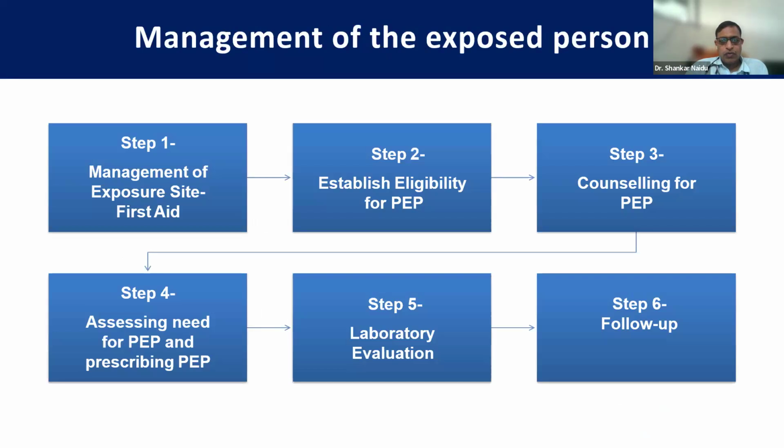So the next step is, how do we manage the healthcare professional who is coming to us with a history of occupational exposure. First is to provide them first aid. Then we have to establish whether that particular person is eligible for PEP. If the person is eligible for PEP, we should counsel the person for starting PEP, especially regarding the adverse effects, the utility and the duration for which we have to give PEP. Then step 4 would be to assess the need for PEP and prescribe PEP. Then step 5 is follow-up and laboratory evaluation.